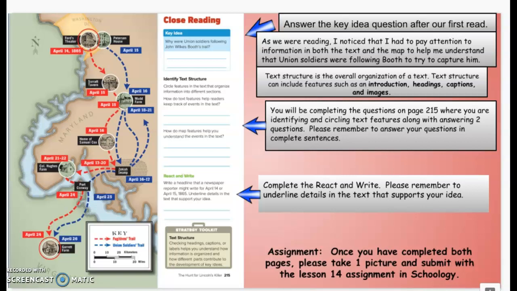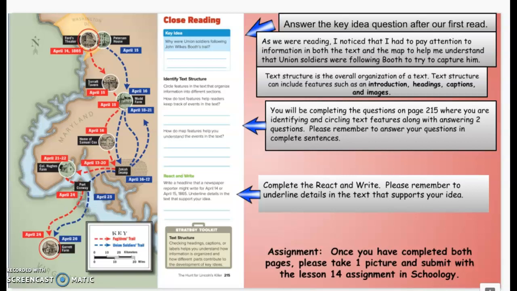Now you're going to see that where it says identify text structure, the first thing you're going to do is circle features in the text that organize information into different sections. So like I know the introduction gave me some good information. That's right at the beginning of page 214. So I would circle that introduction, that text, all that writing. So I want you to go ahead and do that.